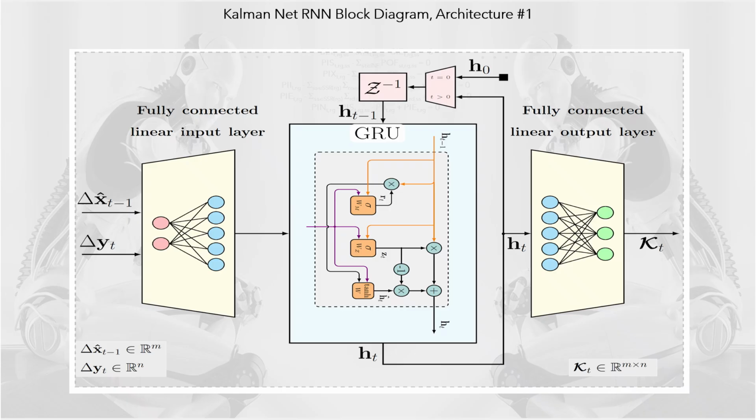F3, the forward evolution difference. This quantity represents the difference between two consecutive posterior state estimates. F4, the forward update difference. This quantity represents the difference between the posterior state estimate and the prior state estimate. In this illustration, the input features are F2 and F4.